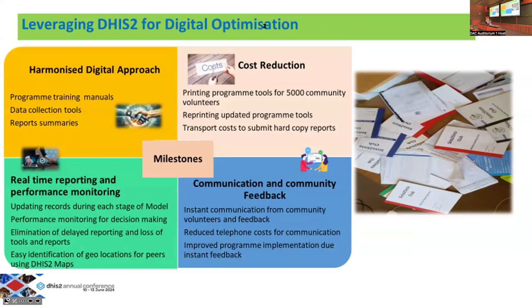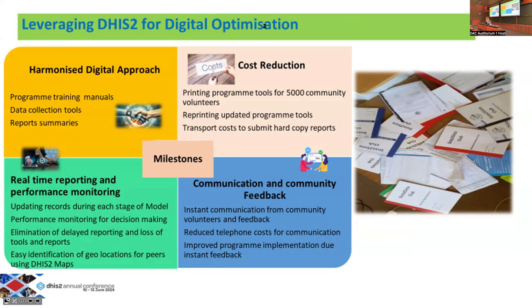So what have we achieved through using DHIS2 in Zimbabwe? We have managed to achieve a harmonized digital approach. As you can see, the picture on your right is just illustrating the number of forms that one person used to complete when they're carrying out the activity. So this is particularly for the sister-to-sister program, which is a program among young adolescent girls and young women. So these are the risk assessment forms they had to complete for each individual in their cohorts. These are the forms, the session registers, as well as the reports that they had to complete manually.